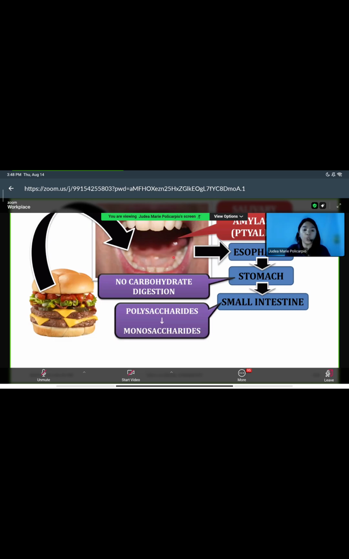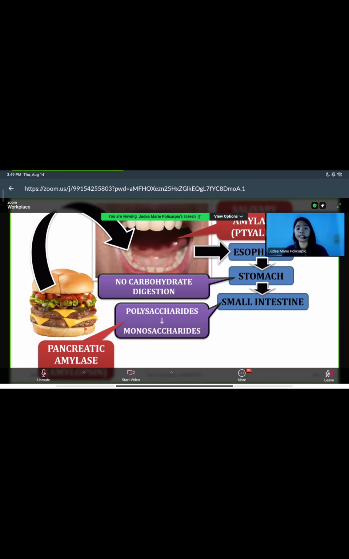Itutuloy yan nung kakambal niyang amylase. Sino ba yung kakambal ni salivary amylase? Meron pa tayo kasing isang amylase, si pancreatic amylase, which is otherwise known as amylopsin. So si pancreatic amylase ang magtutuloy ng sinimulan ni salivary amylase. Okay, so dito, since nawala na si salivary amylase, nasira na siya ng acidity ng ating stomach, itutuloy ni pancreatic amylase ang proseso. So pancreatic amylase will eventually chop down the polysaccharides into monosaccharides.